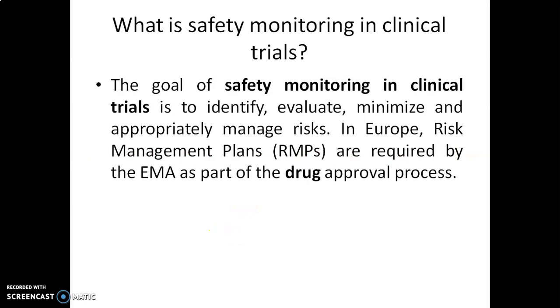So before starting, let us see what is safety monitoring in the clinical trials. The main aspect here is risk management. The main thing they will do in safety monitoring is identify, evaluate and minimize, and try to manage the risk that will come across in the screening process. One example, in Europe, they have risk management plans for the drug approval process, that's the EMA. Each country will have its own set of regulations.